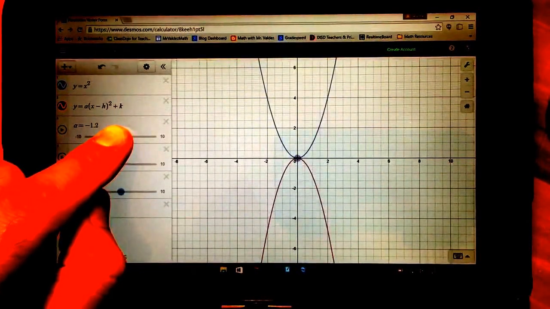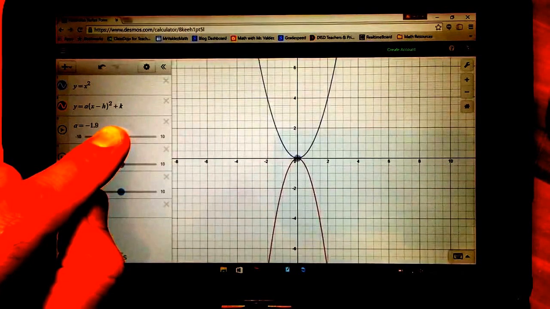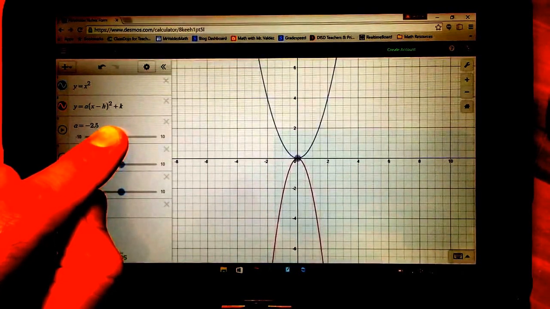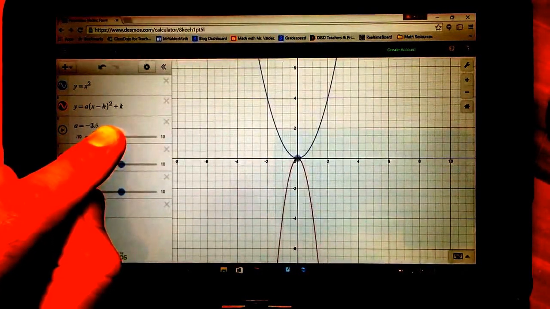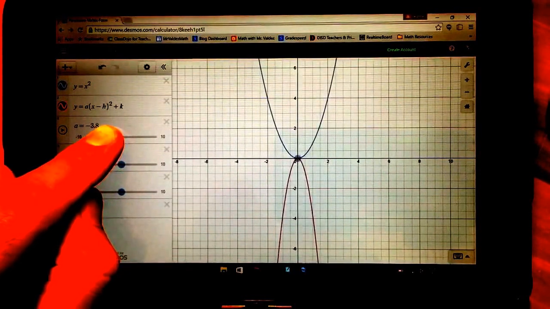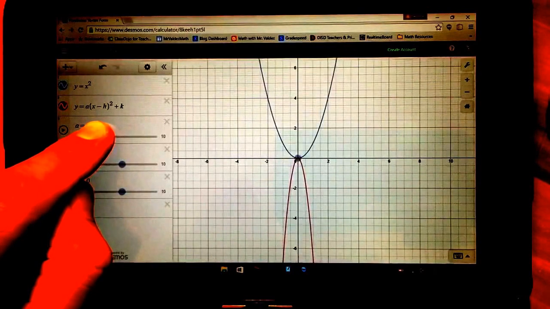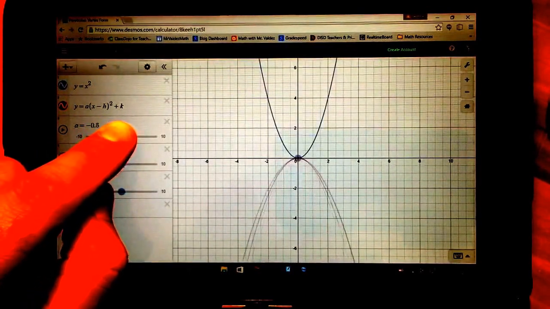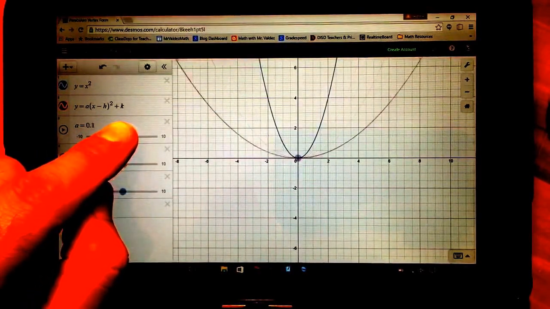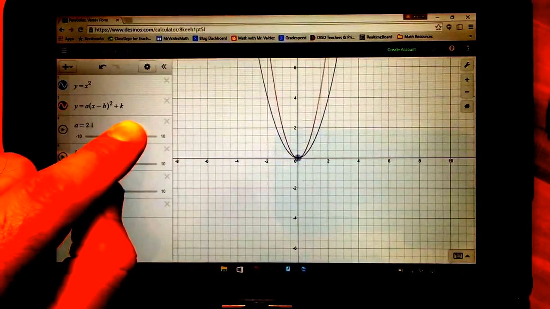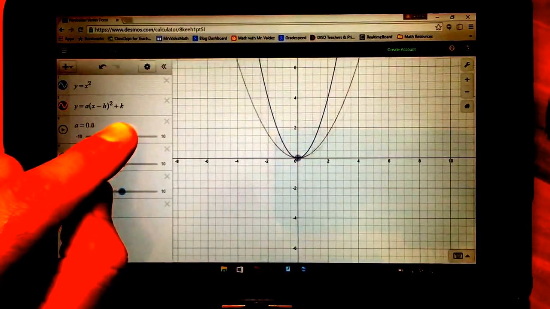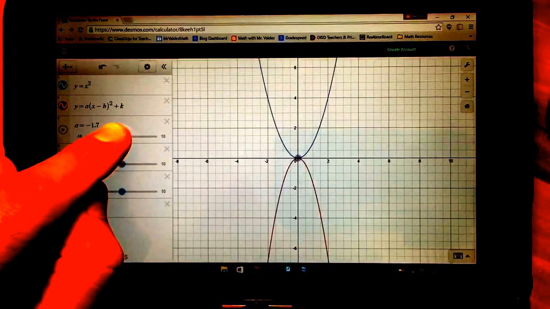But if I make A less than negative 1, so that it's farther and farther away from 0, then the parabola gets narrower and narrower. A makes the function become narrower and wider, as well as reflecting it over the x-axis.